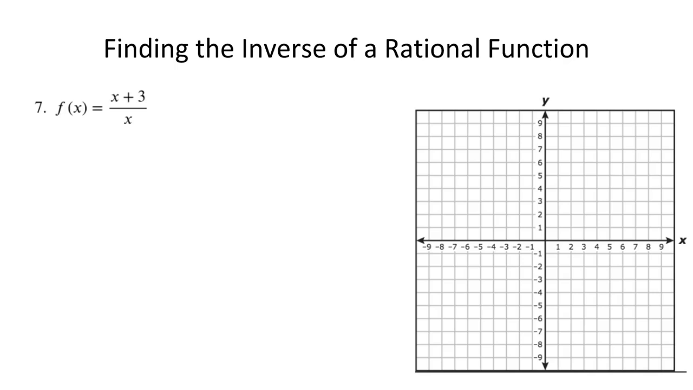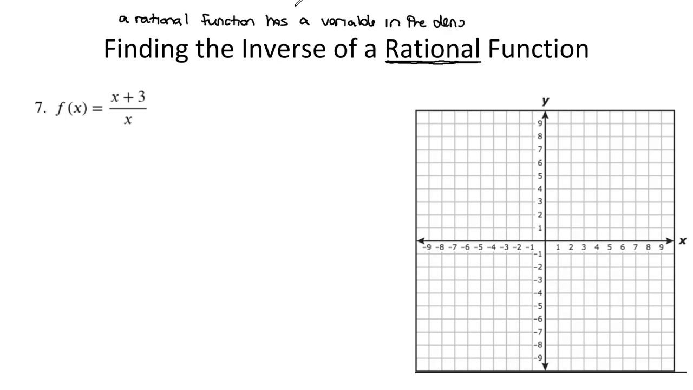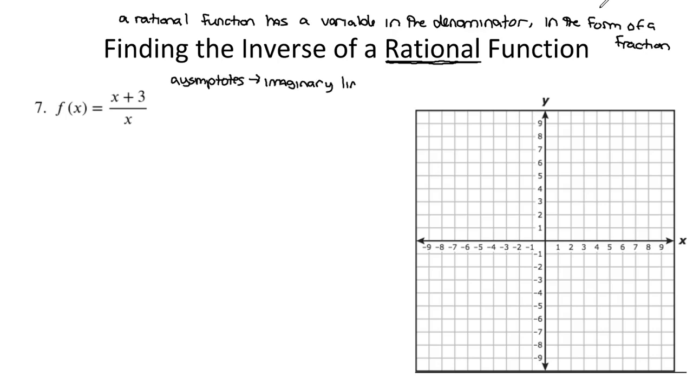The next two examples are going to be rational functions. We're going to find the inverse of a couple rational functions. So the first thing is we probably need to just tell you what a rational function is. A rational function is written like a fraction. It's got a variable in the denominator. Now, we're going to spend some time working on rational functions in a later unit, so we're just going to quickly go through some things and not get too worked up about it.